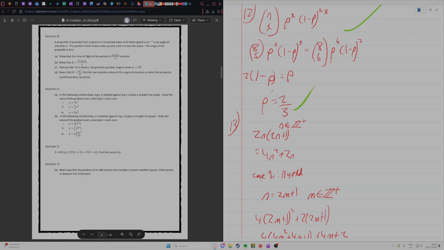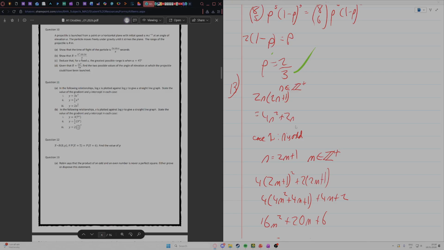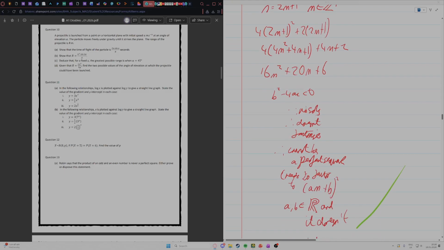Next we have some proof. This is kind of like a classic exhaustion thing. We say case 1, n is odd, and you find this. Basically, to prove something's a perfect square, you have to say that it should factorize to some term all squared, like 6m plus 4 all squared. Because this quadratic has no solutions, it will not factorize into anything, therefore it can't factorize into this form, therefore it can't be a perfect square.